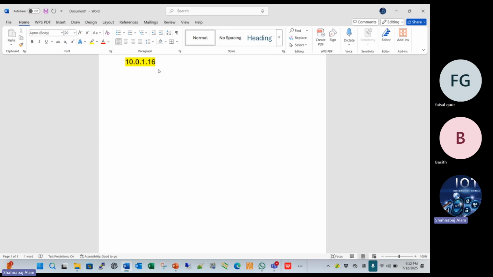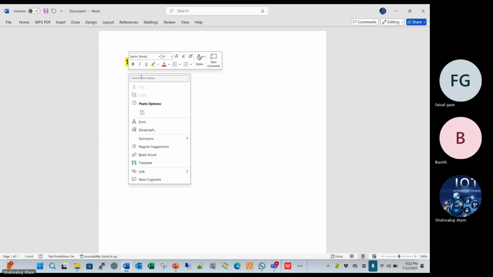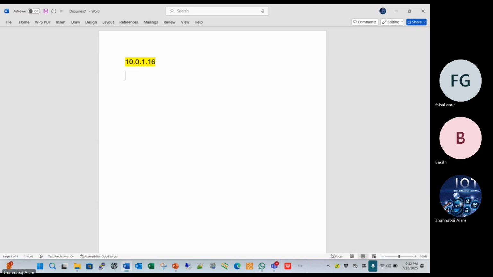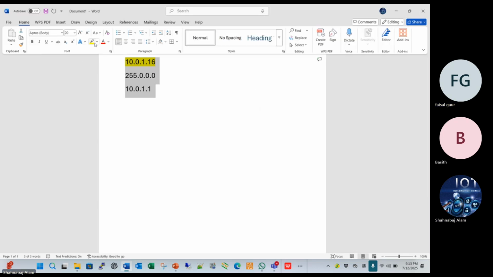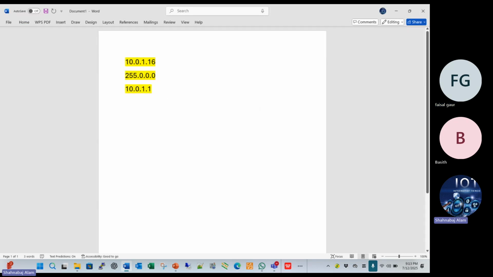Now we assign the subnet mask 255.0.0.0 and the gateway 10.0.1.1. This is a class A IP address.